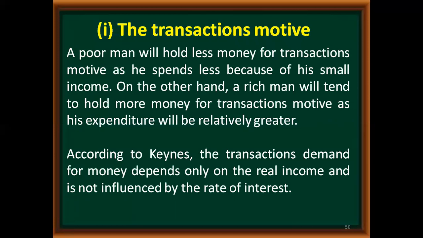So according to Keynes, the transaction demand for money depends only on the real income and is not influenced by the rate of interest. Rate of interest is not affecting the demand for transaction purpose. Transaction purpose demand depends upon the level of income of a person and the amount of transactions that person is doing. So it is not affected by interest. Interest has no role to play in the case of transaction motive demand. It is affected by the level of income, not the rate of interest.